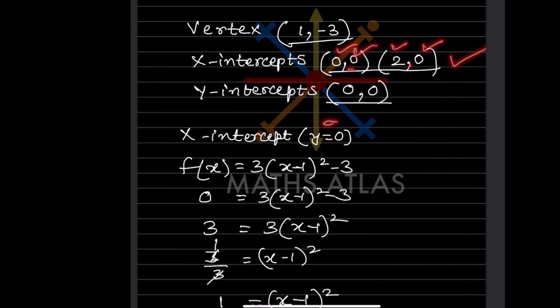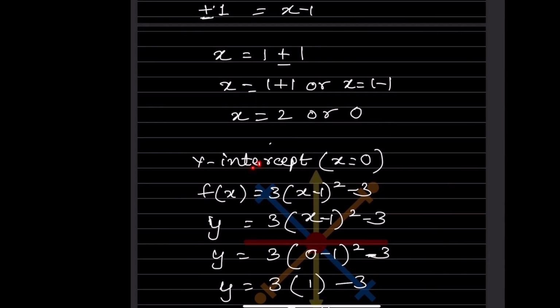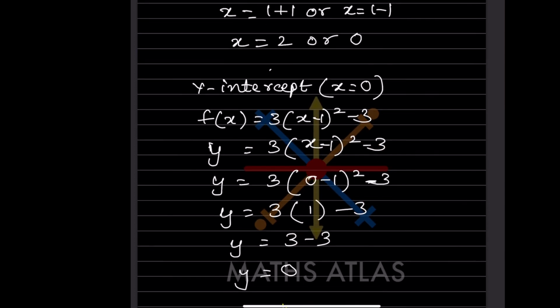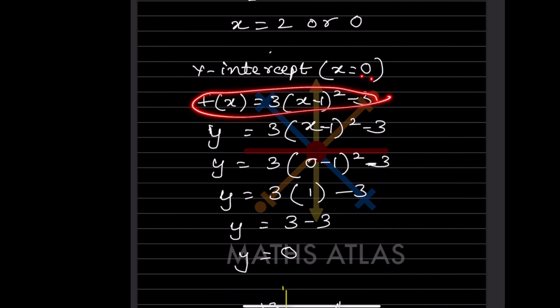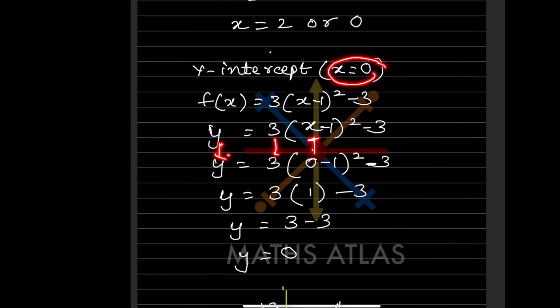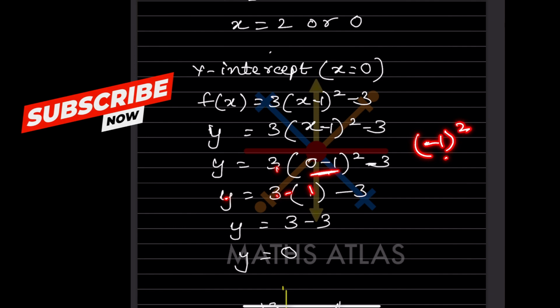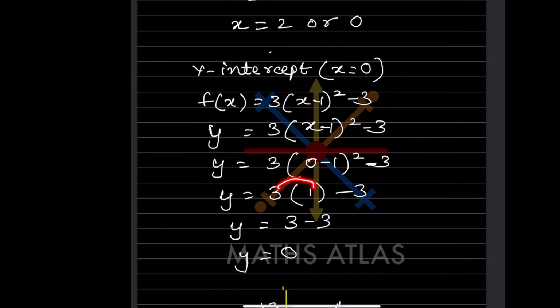So hope the x-intercept is clear. Now let us look for the y-intercept. Y-intercept means x should be 0. So again we are going to use the same thing over here. In place of this we put y. First we'll write y here, so y will be as it is. Wherever you see x, you are going to put 0. So y is 3 into (0 minus 1) squared, that is 1, minus 3. So when you multiply, that is going to be 3, 3 minus 3. So here you get y as 0.